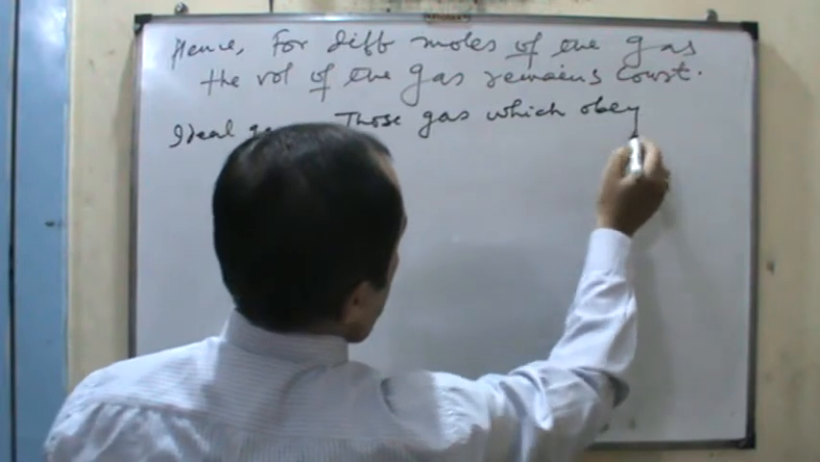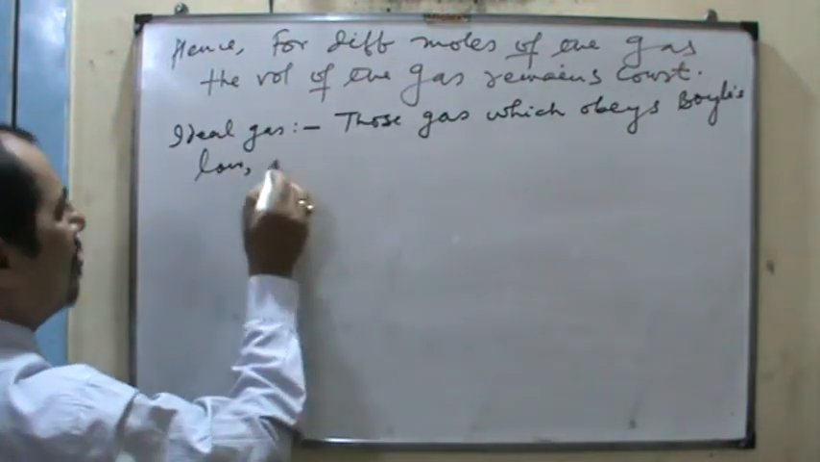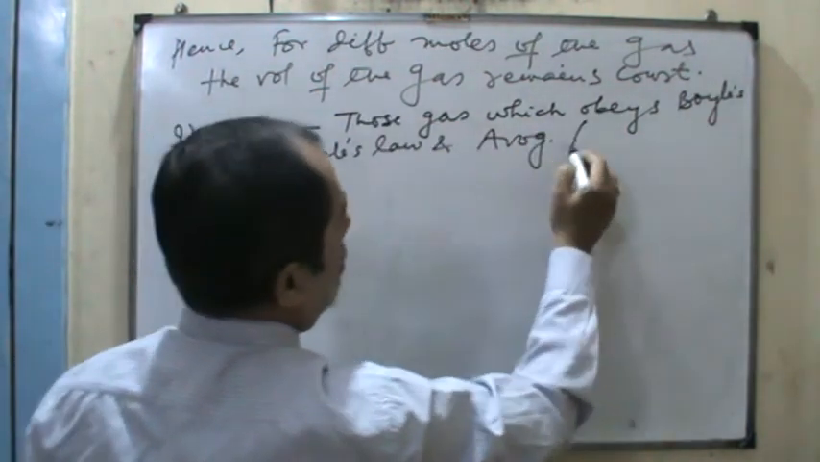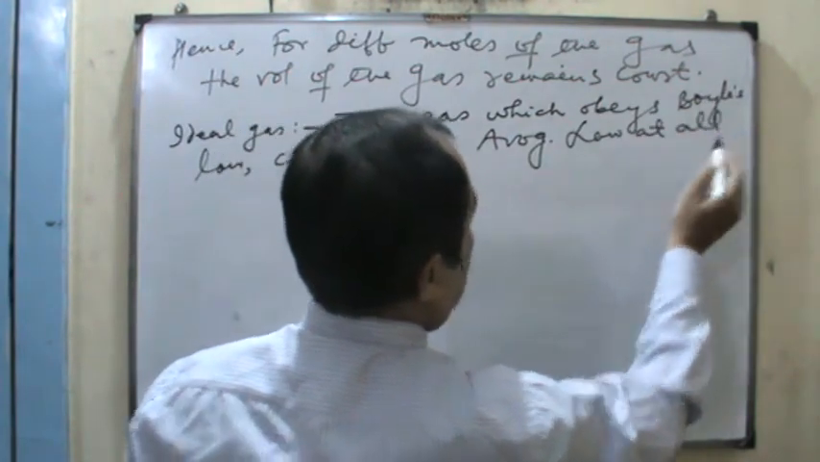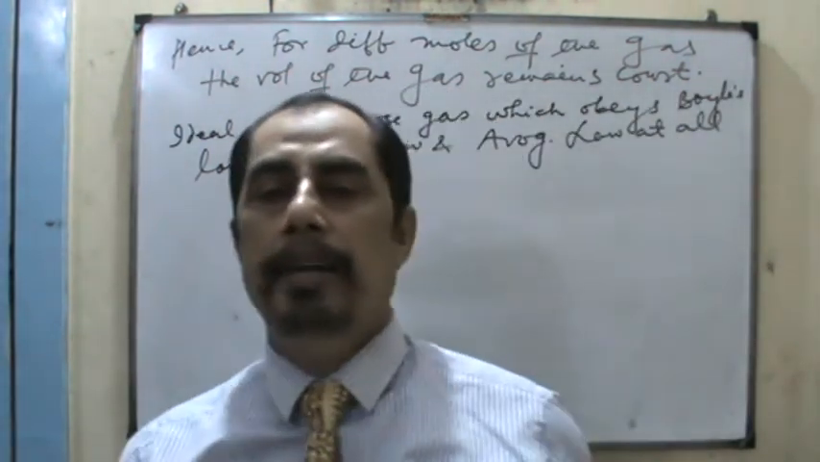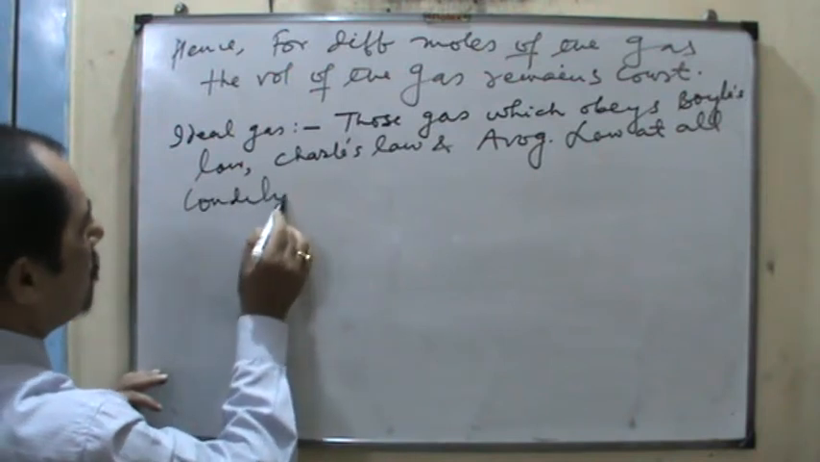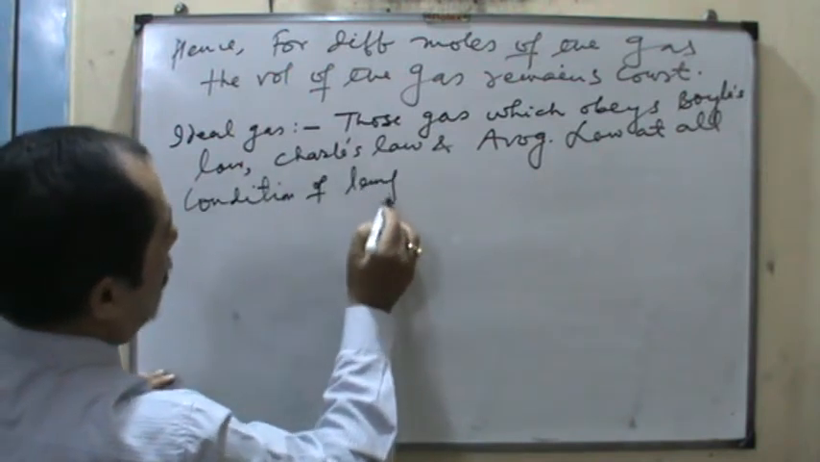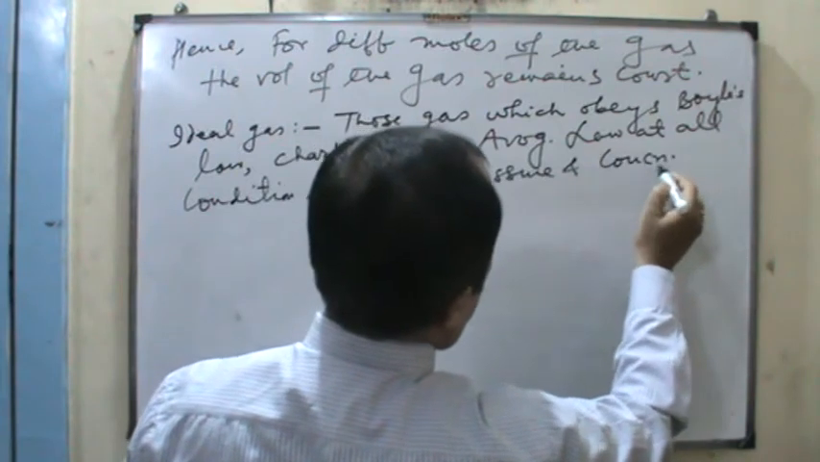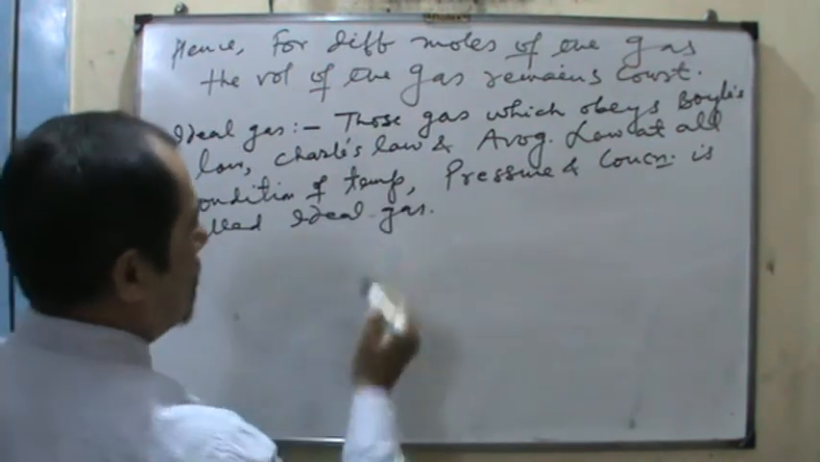Those gases which obey Boyle's law, Charles' law, and Avogadro's law at all conditions of temperature, pressure, and concentration are called ideal gases.